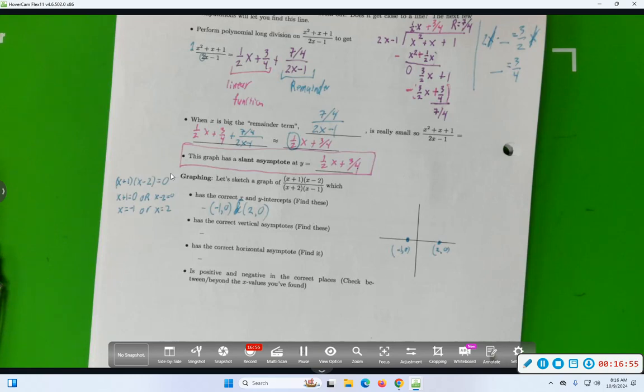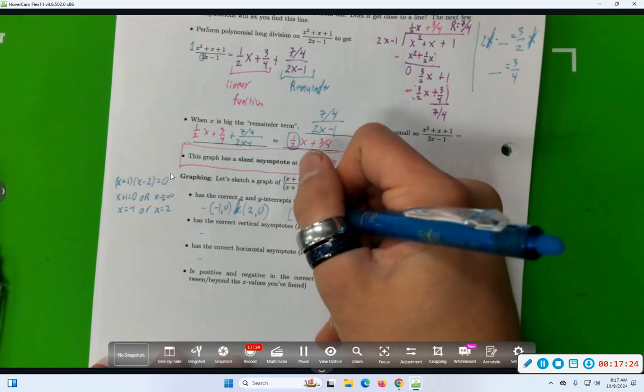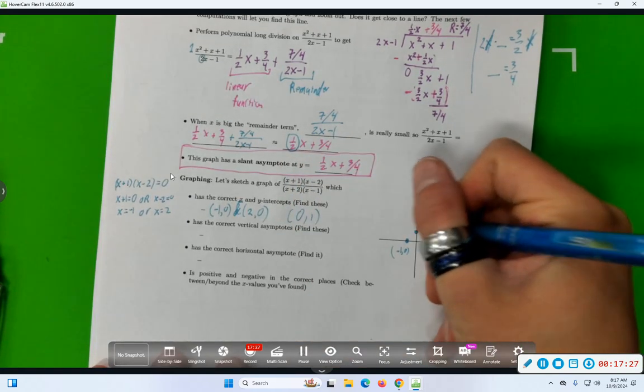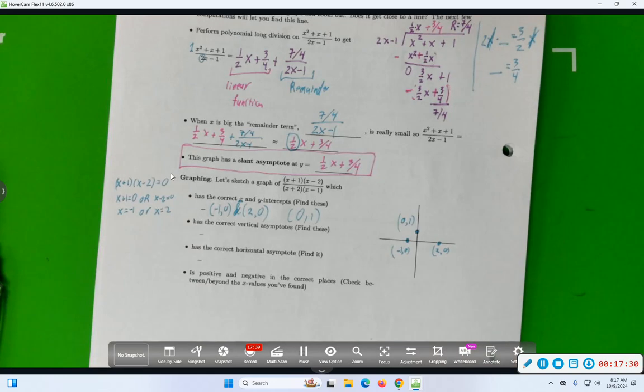Should I find the y-intercept? Cool, then where's the y-intercept? (0, 1). I hear a (0, 1). Do I hear a second? I hear a second. Cool. Should I do it? I didn't see any hands go up, but should I? Okay. All right. Cool. All right, so we have the intercepts.